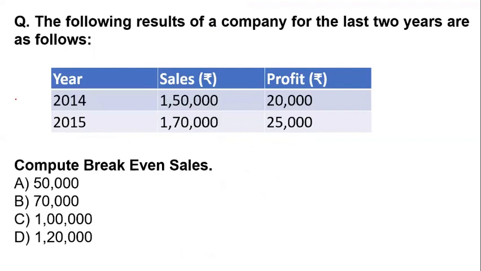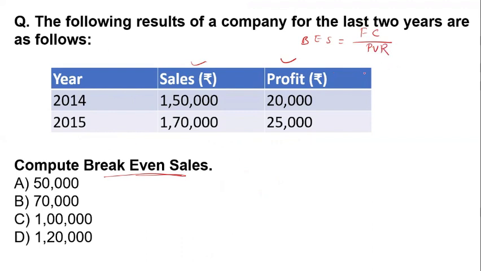Now the next question is from the following results of the company for the last 2 years. You can see that sale and profit are given. Now the question is about break-even analysis, break-even sale. First of all you have to know the formula of break-even sale. The break-even sale is nothing but the fixed cost divided by profit volume ratio.